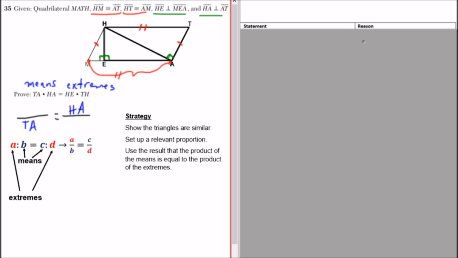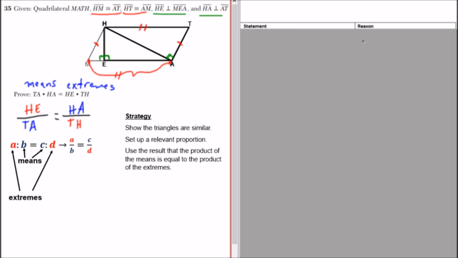And then the extremes, we'll write in red, are HE and TH. Now, since I wrote TA first and then HA second, I'm going to write HE first and then TH second. But we're going to see in a moment that this is going to correspond to the similar triangles that we have in this diagram.